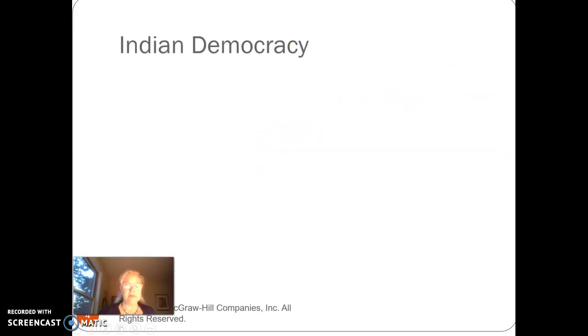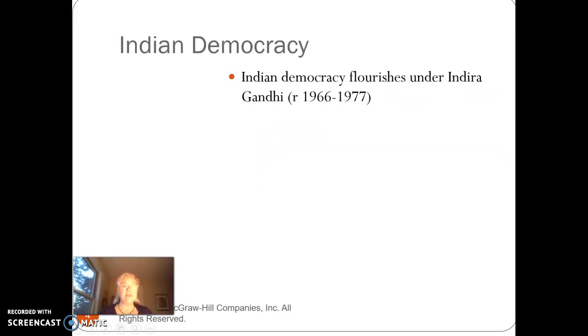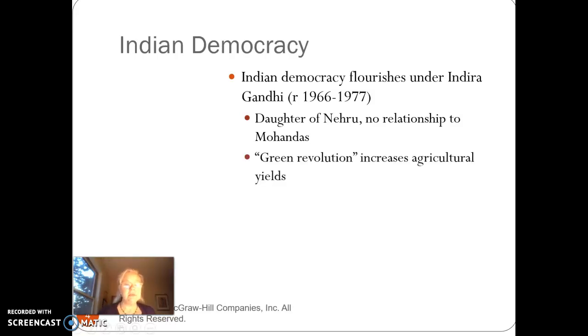So Indian democracy will flourish. This is a little later on in Chapter 37, but it will flourish under Indira Gandhi. She was not related to Mohandas Gandhi, but she was related to Nehru, his close associate. She was considered to be a very good leader in India, and at this time something called the Green Revolution occurred. The Green Revolution was a technology developed to increase crop yields.